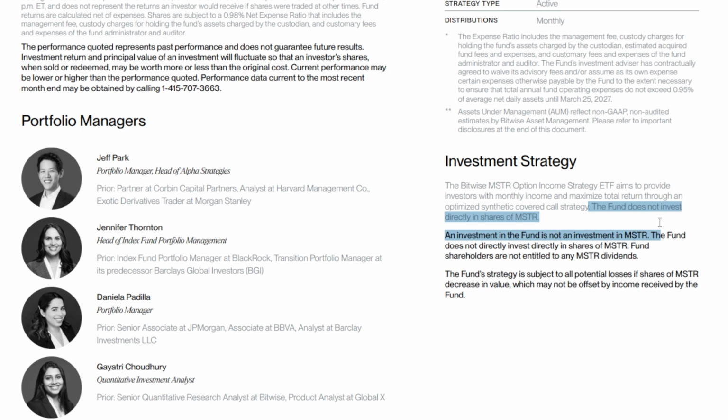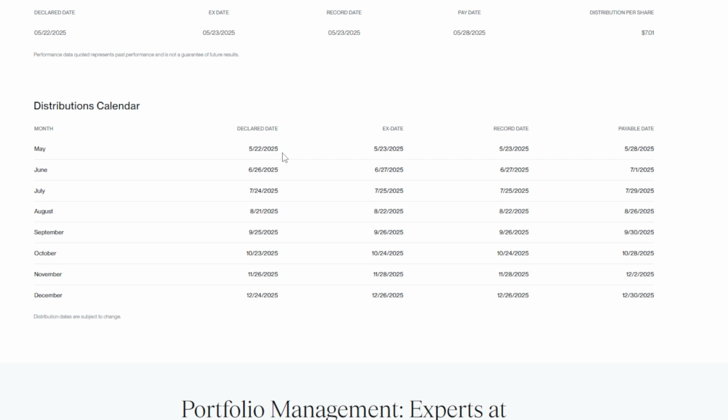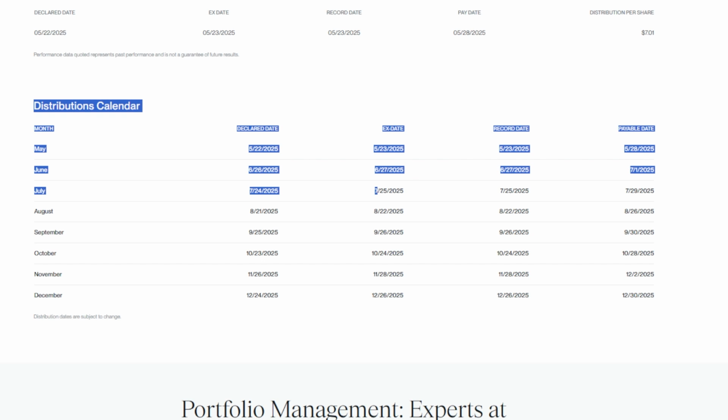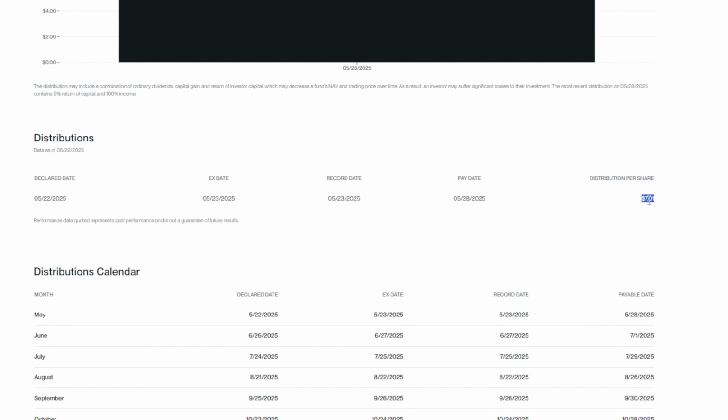The fund does not invest directly into shares of MSTR, very similar to the YieldMax one. Now, as far as the distributions go for IMST, it looks like they are going to be paid out on a monthly basis. And like I shared with you guys, the most recent distribution, the first one of all, was over $7 per share, which, to be completely honest, is kind of out of control.